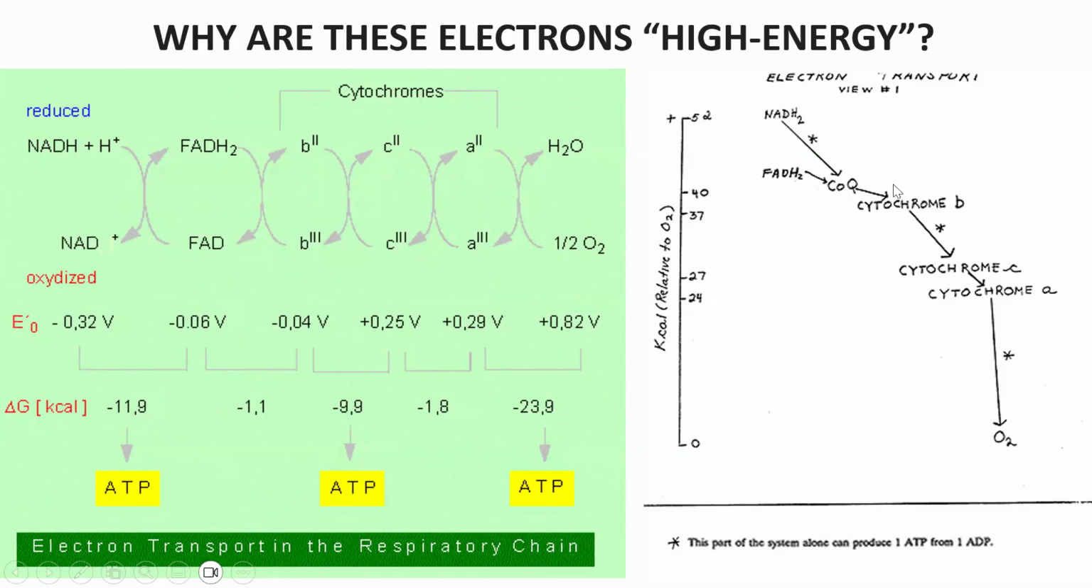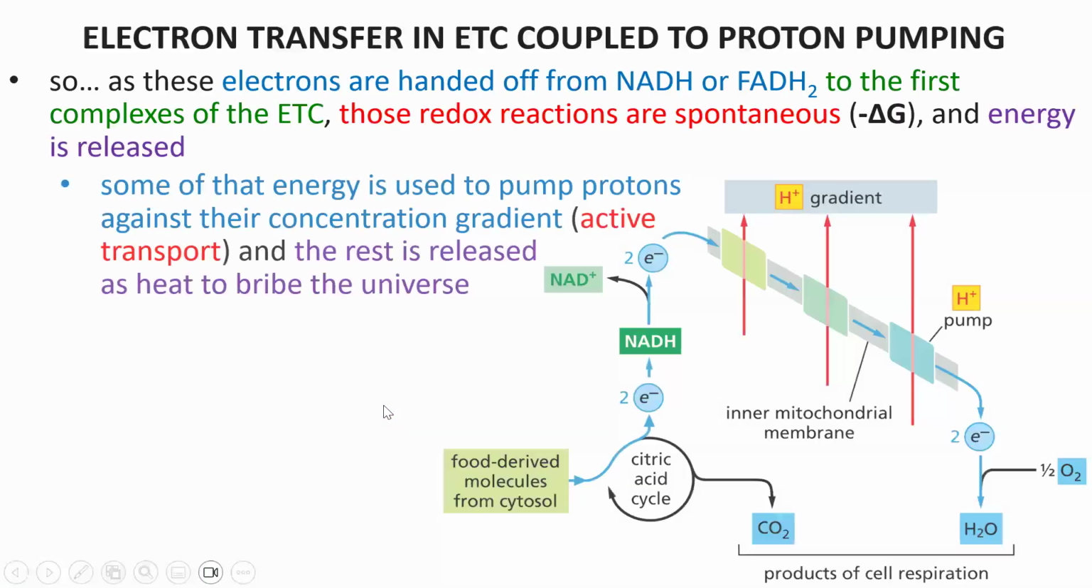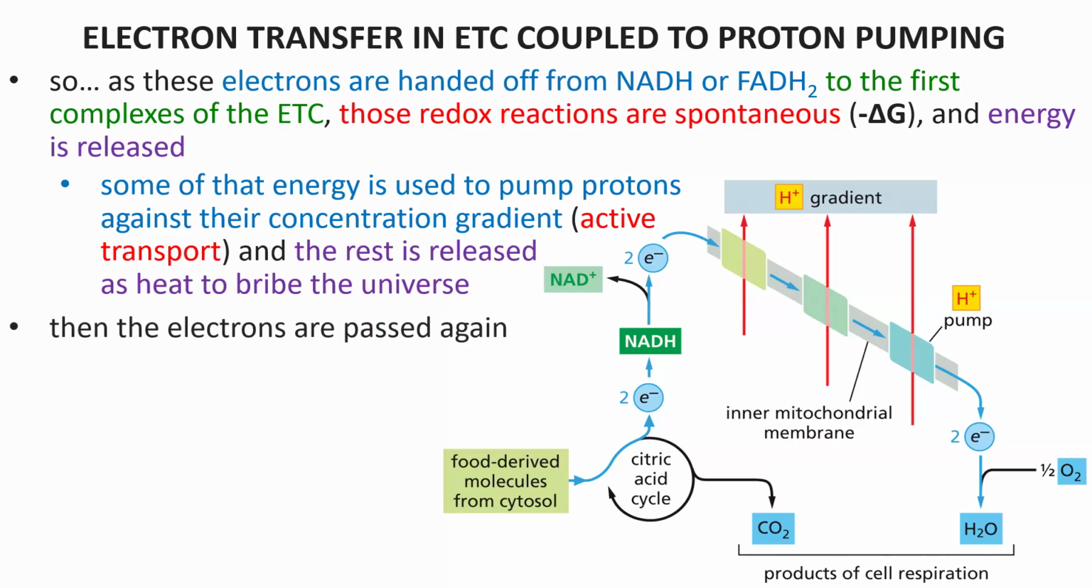So as these electrons are passed through the ETC and the energy from those electrons is released as spontaneous reactions, a lot of that energy is used for active transport of protons. Not all of it. Some residual energy is released to bribe the universe. It's released as heat to make the universe happy. But most of that energy is used, or at least half of that energy is used to create this proton gradient. The electrons are passed again to another complex of the ETC.